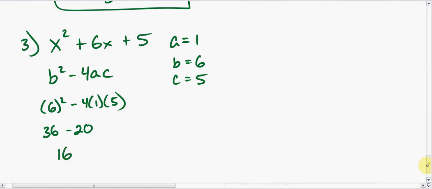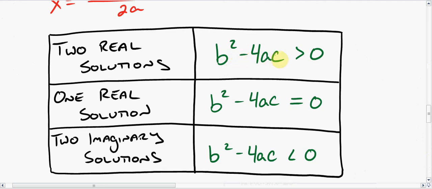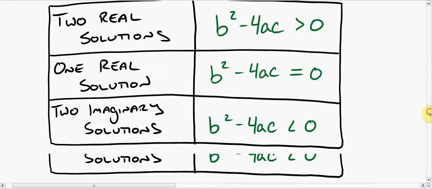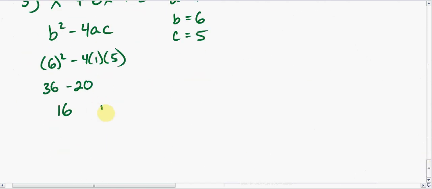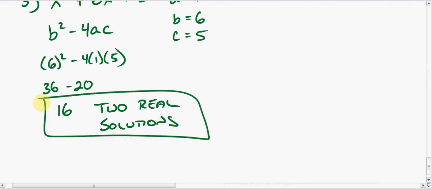So my discriminant is 16, which falls into the category of the discriminant being greater than 0. So we have two real solutions. I'm going to come back down and state that we have two real solutions. And that is the end of section 4.8.